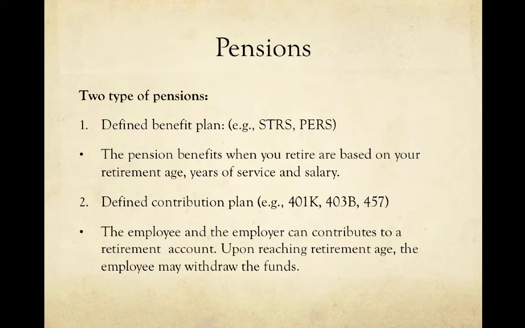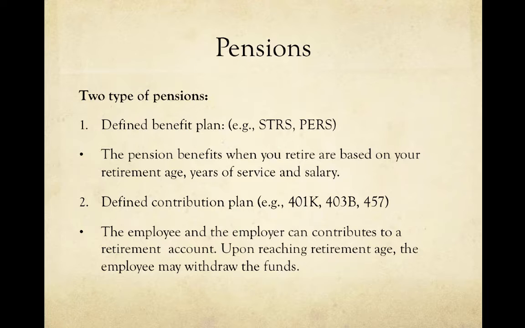Now, going back up here to a defined benefit plan, you don't see too much of these around anymore. However, most government agencies, colleges, universities, fire departments, and police departments still have these types of plans. Here in California, as an instructor at the community college, we have STRS, the State Teachers Retirement System. There's also PERS, right?